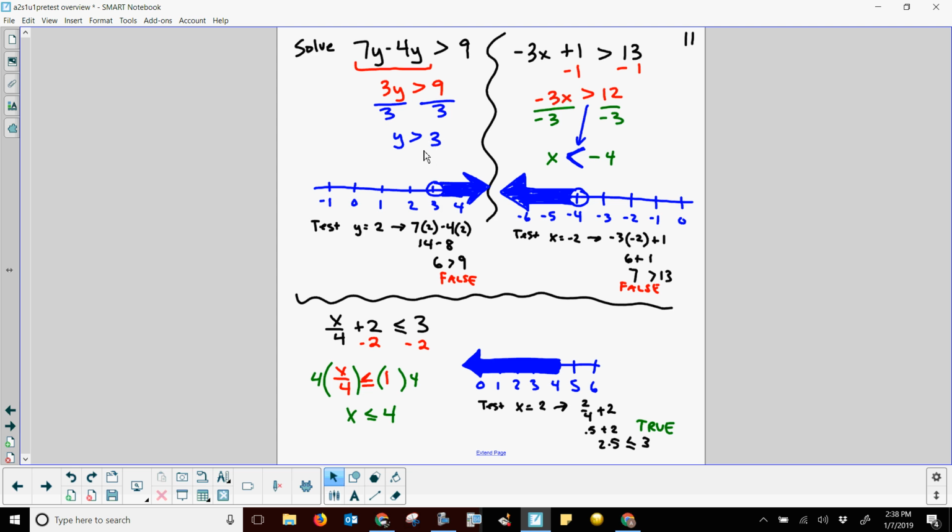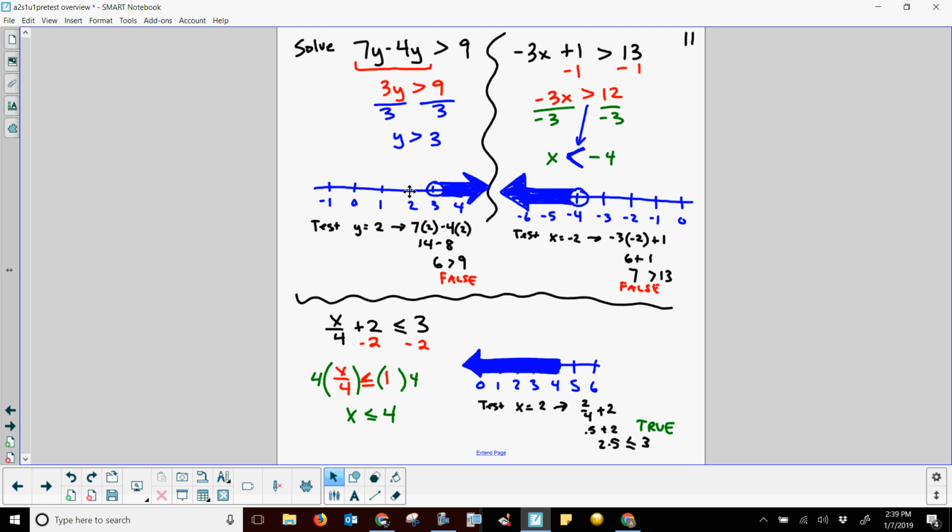3 is equal to, but 3 is not greater than 3. So we can't include 3, so we'll circle it. But we can include everything, even 3.01, even just on the other side. We represent 3 by circling it, and then we shade this way because anything above 3.